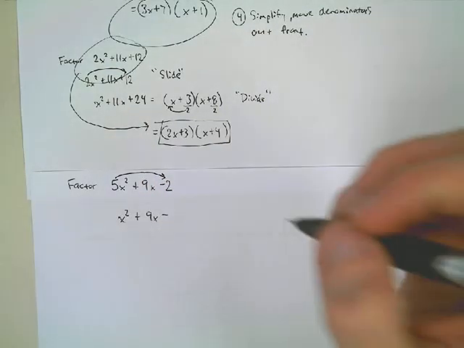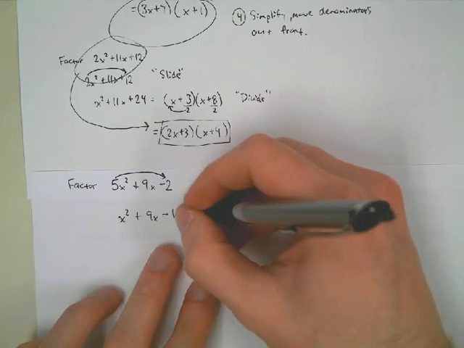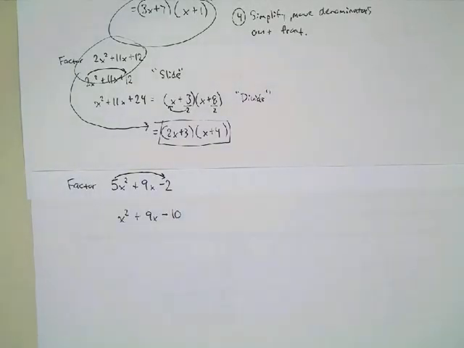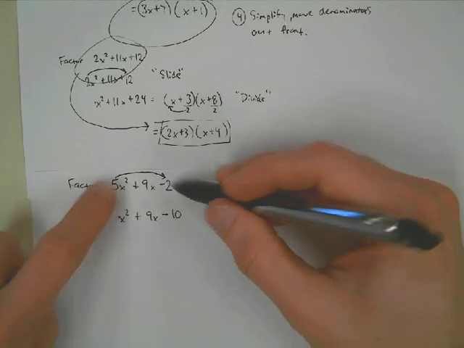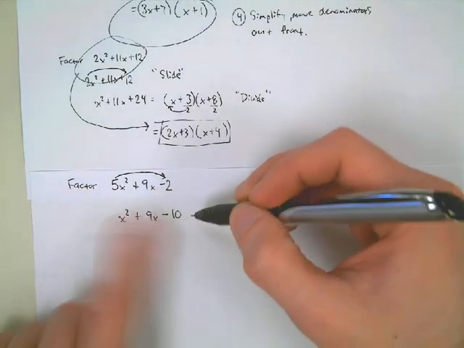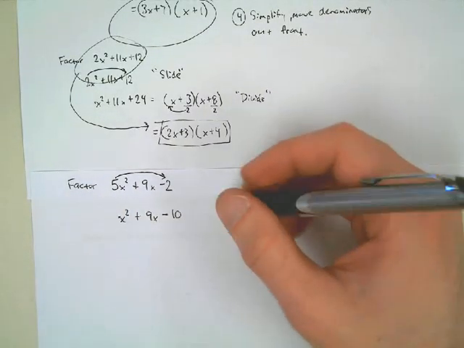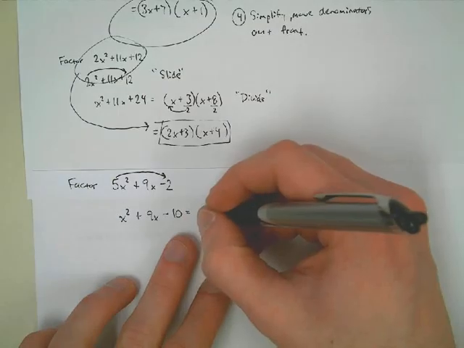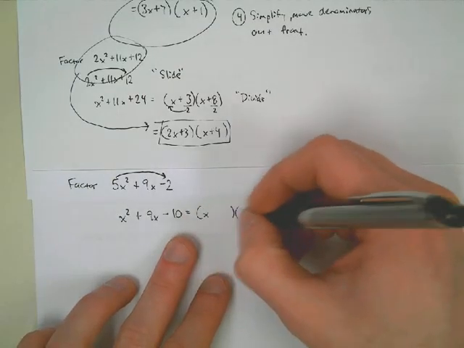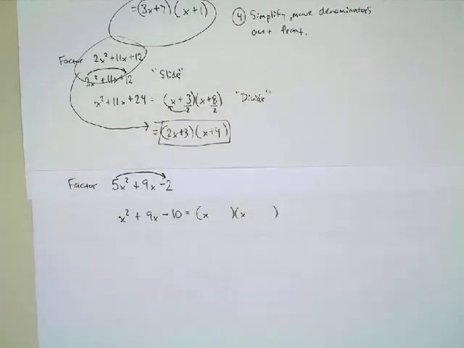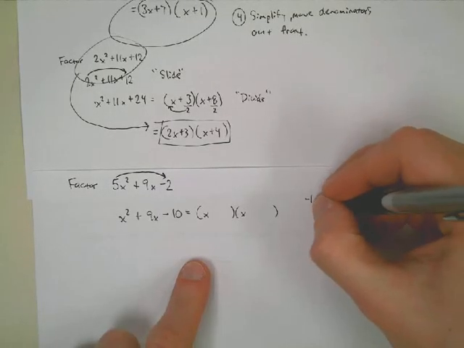So this thing is going to equal x, another x there. We want two numbers that multiply to make negative 10 but add to make 9. Negative 1 and positive 10, right? Negative 1 times 10 gives you negative 10. Negative 1 plus 10 is a positive 9. So we did the slide part up here. Now we factored, and we have to do the divide part.